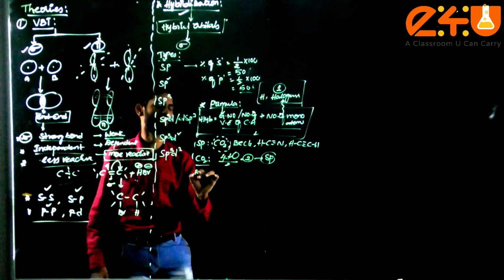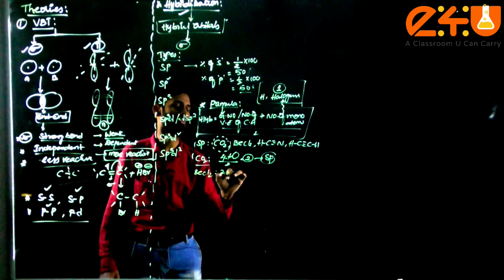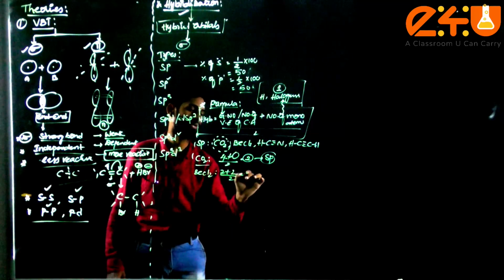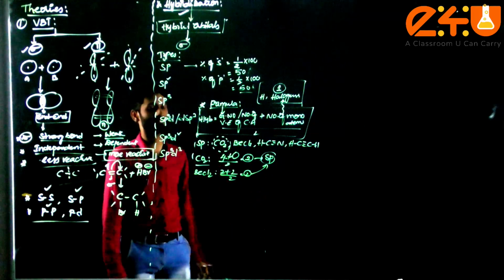You can take BeCl2 also. Check it here: 2 plus, chlorine is a monoatom which comes under halogens, by 2, that is equal to 2, that is sp hybridization.